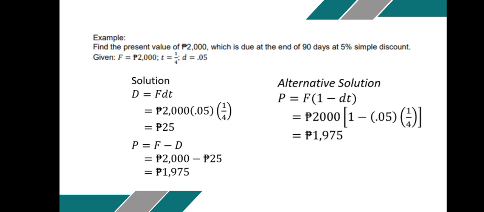So this is also the alternative solution para ma-solve natin itong problem na ito. Since we are looking for the present value, or yung P natin, we just simply multiply F with the difference between 1 minus dt, or yung rate times time. So since ang F natin dito is 2,000 pesos, 2,000 times 1 minus the discount rate which is 0.05 times the time which is 1/4, and that is still equal to 1,975 pesos. So therefore, yung present value ng ating given dito, or yung hinahanap natin dito, is 1,975. Okay.